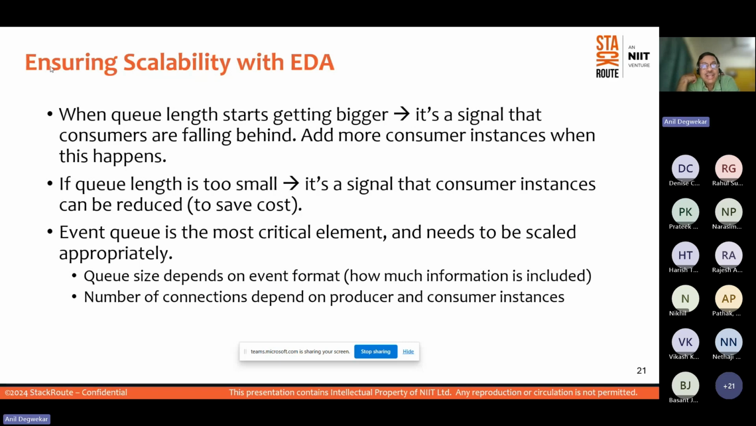Also, as I said, your queue is the most critical element, so that has to be scaled properly. Depending on the load, your queue size will go up or down. Similarly, the number of connections you have in the queue depends on how many producer and consumer instances you have. So architecting the event queue properly will ensure scalability of your solution.